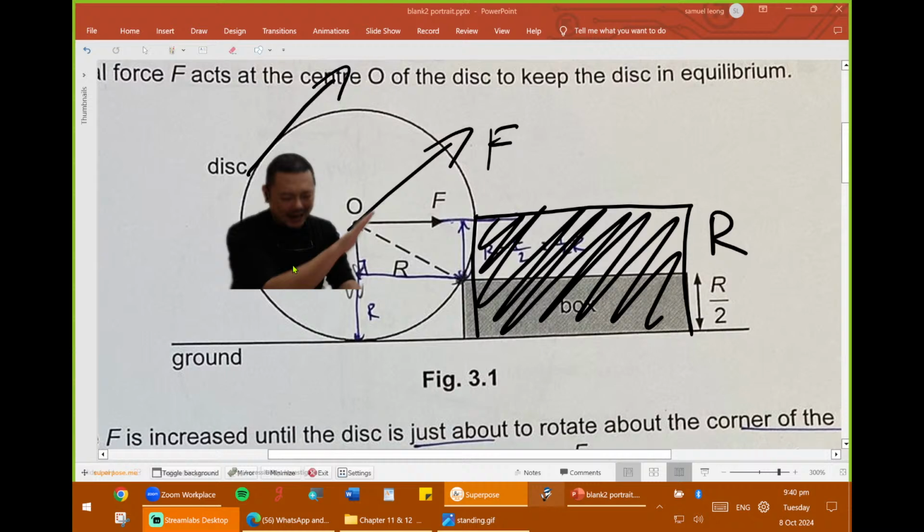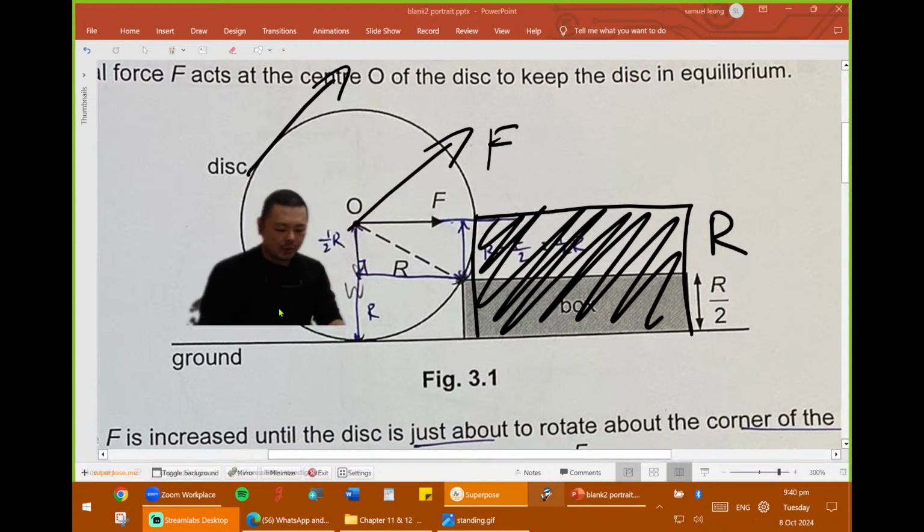Right. Okay, but anyway, this will work. So you incline it upwards, you apply a force this way at center O, it will cause this. I mean, one way or another, it will cause it to roll over. Okay.